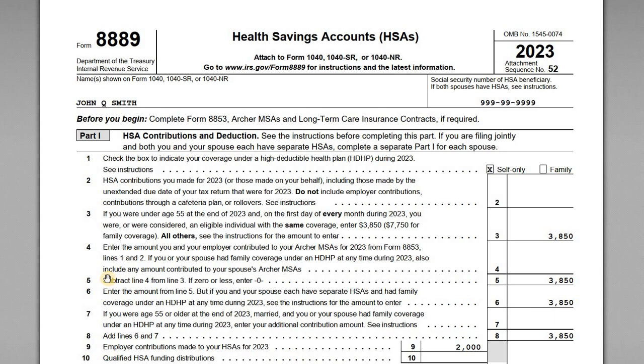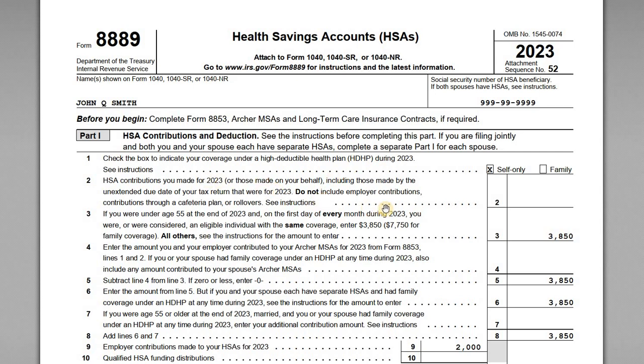Alright, for this video, we want to go through a sample Form 8889 for health savings accounts. And this is going to be for the 2023 tax year for a single filing taxpayer. So in our example here, we have a single filing taxpayer, no dependents, and he has self-only coverage through a high deductible plan with an HSA.